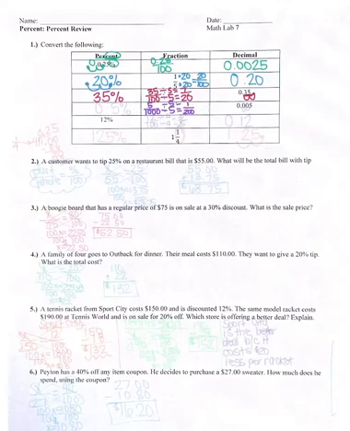To turn it to a percent, all we're going to want to do is take that original decimal and move it to the right twice. So 0.005 is 0.5%.